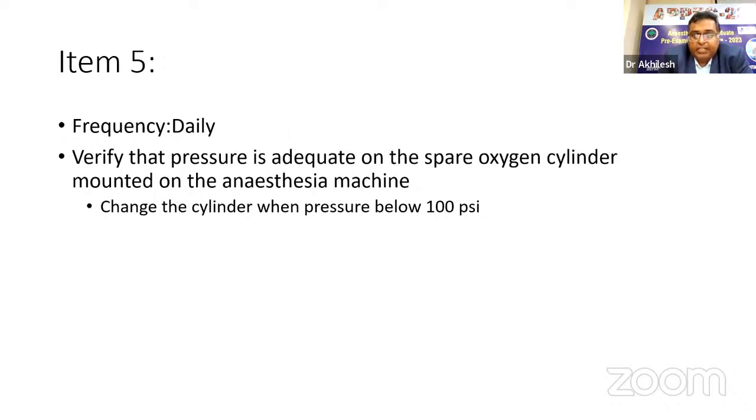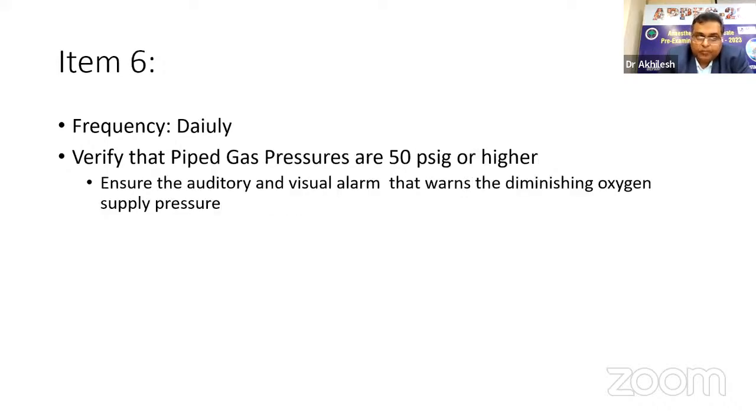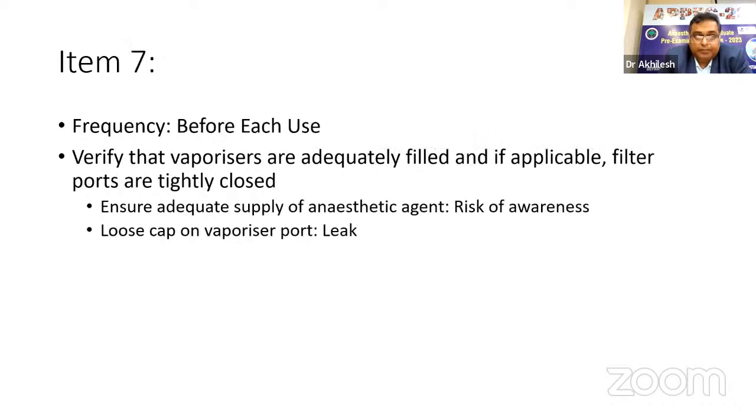Now, verify the pressure is adequate on the spare oxygen cylinder. They say that if you are using a machine on a cylinder, then you should always have a spare oxygen cylinder, which should be half of the capacity. You should change the cylinder when the pressure goes below 100 psig. And if you are using the machine on the pipeline, then you should have a spare oxygen cylinder which should be full. Then verify the pipeline gas pressures are 50 psig or higher, otherwise it will take the gas from the cylinder. Ensure the auditory and visual alarms warn of diminishing oxygen supply pressure.